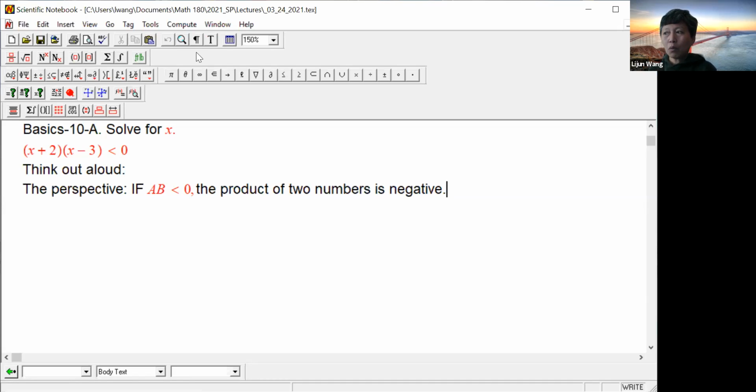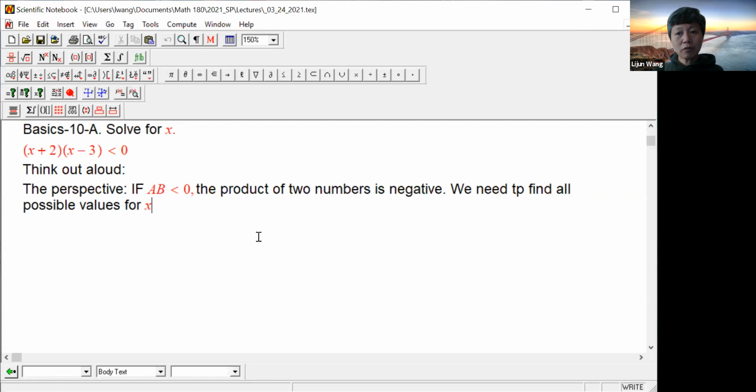Then what does solving for mean? Under this if statement, we need to figure out all the possible values for x under the circumstances. That's the meaning.